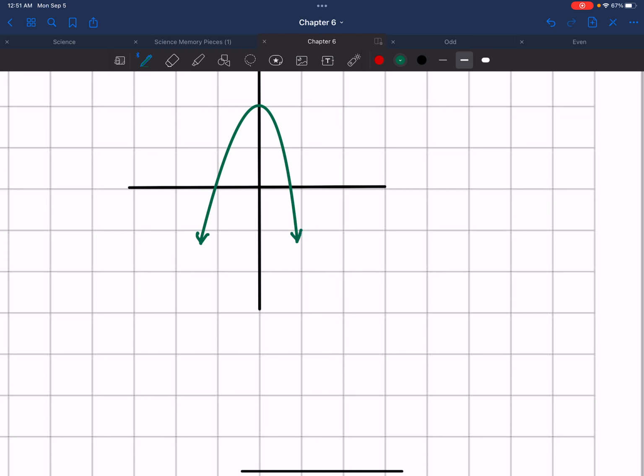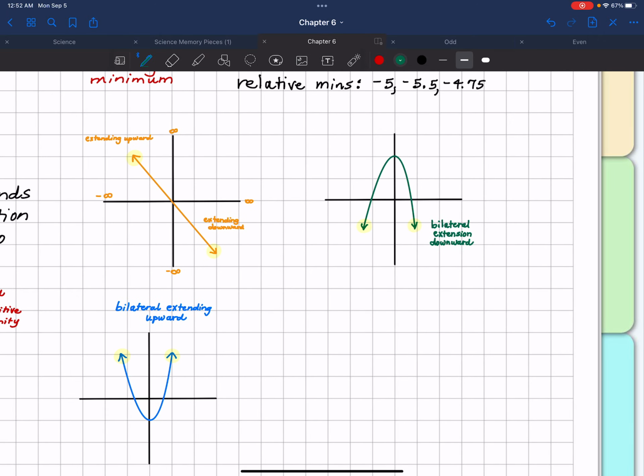The end behavior on this one. What's happening there? How would you describe that end behavior? It's bilateral. It's the same on both sides. So it's bilateral extension downward. Okay. All right, let's look at one more.